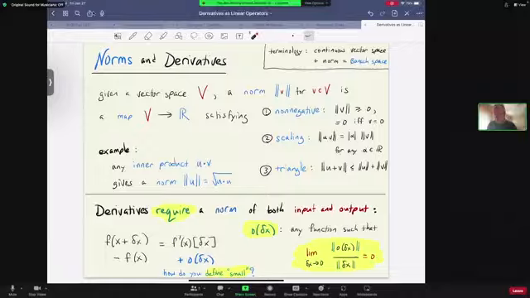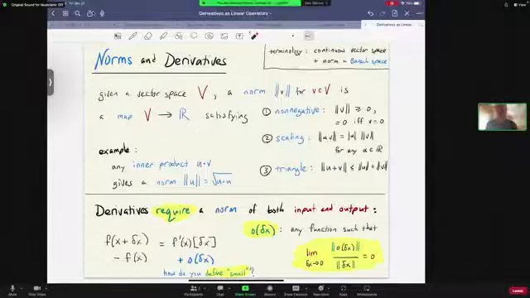Most commonly, we're going to get a norm just from an inner product. Once you define an inner product, and we talked about those last time, you can even define inner products of matrices, you get a norm for free. The norm is just the square root of the inner product with itself, and this satisfies all these properties for any inner product.